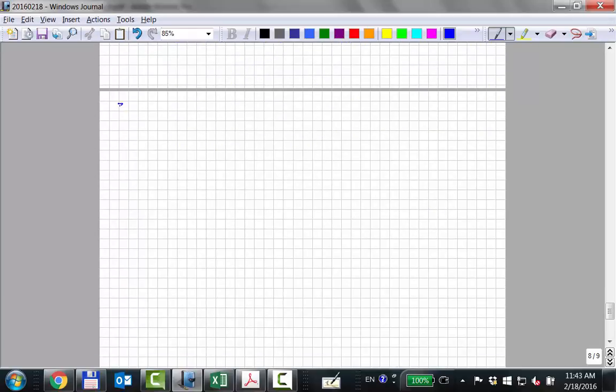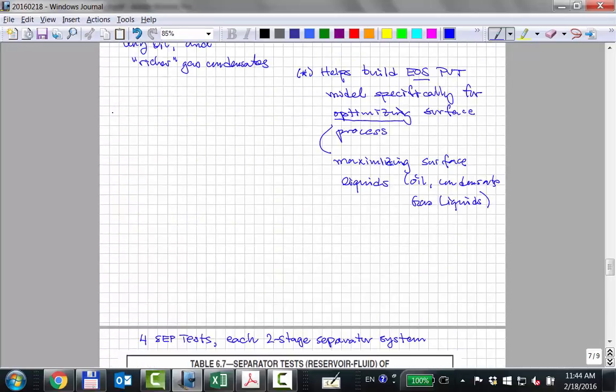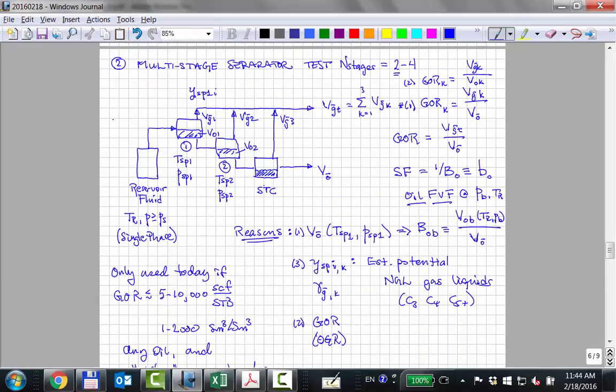Okay, so the third type of experiment, we're kind of running out of time, but I'll get started on it. It's essentially the same procedure as this experiment, because in the multi-stage separator test, what we do at each stage is remove all of the gas and we're left with the oil. We bring the resulting oil to a new stage, equilibrate to gas and oil, remove all of the gas, take the remaining oil, flash it down by itself. That's the procedure. You're removing all the gas at each stage.